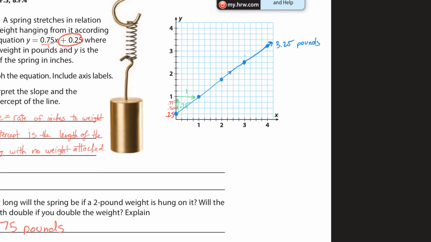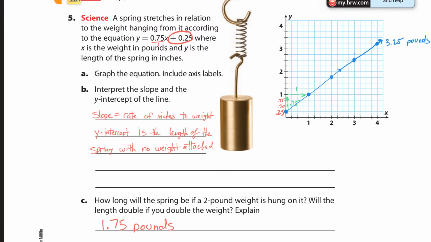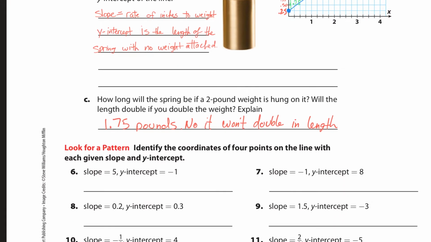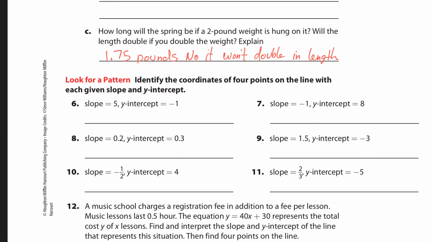And so did it double from 1.75 to 3.25? No. So I would say no, it won't double in length. We would know this also because this is not proportional. It doesn't cross the origin, and it's not proportional, so it's already not going to double. Okay, these are tough. These are really tough for students.